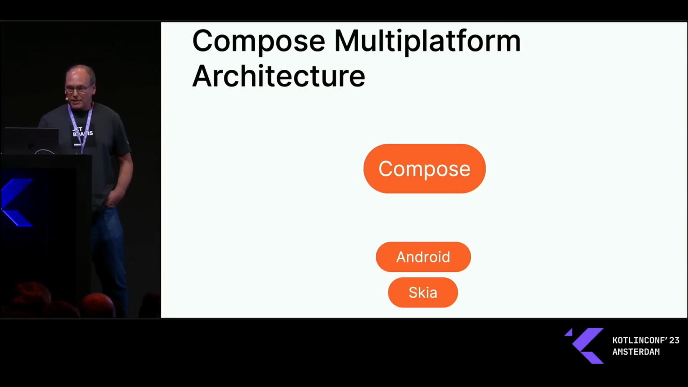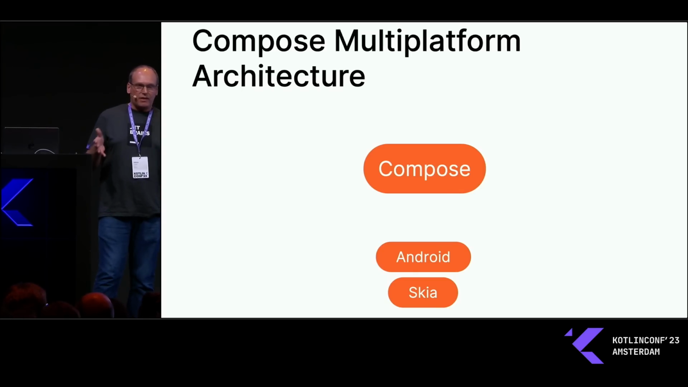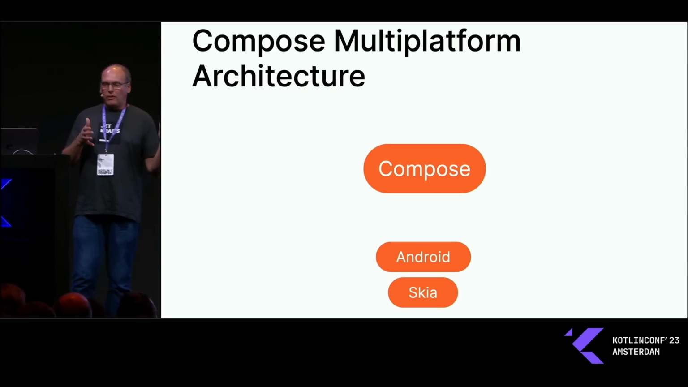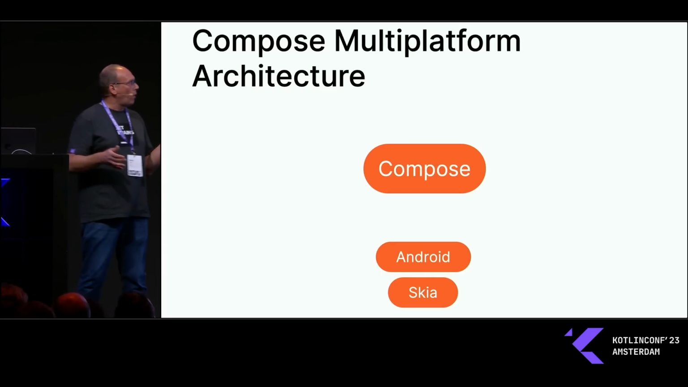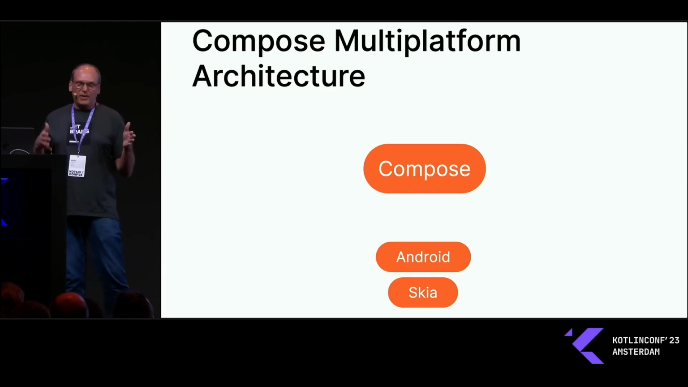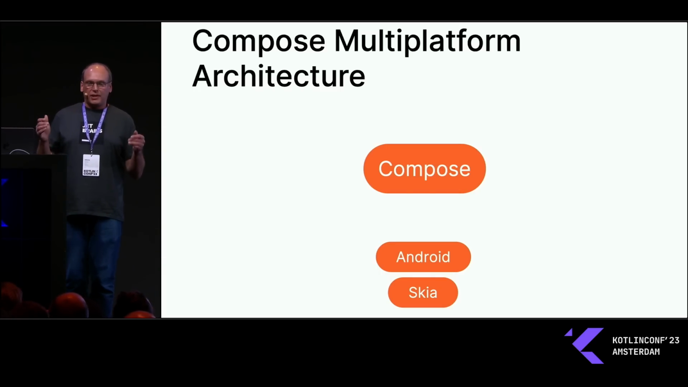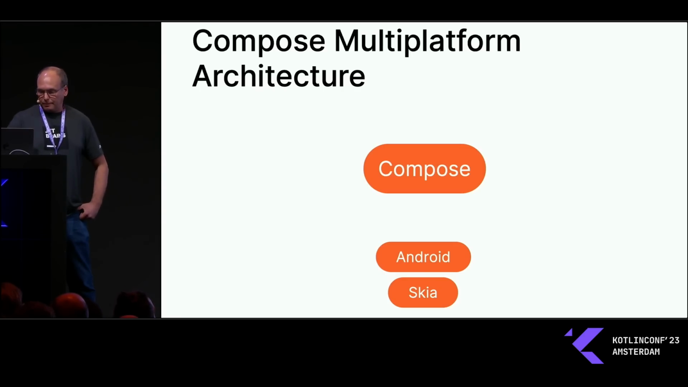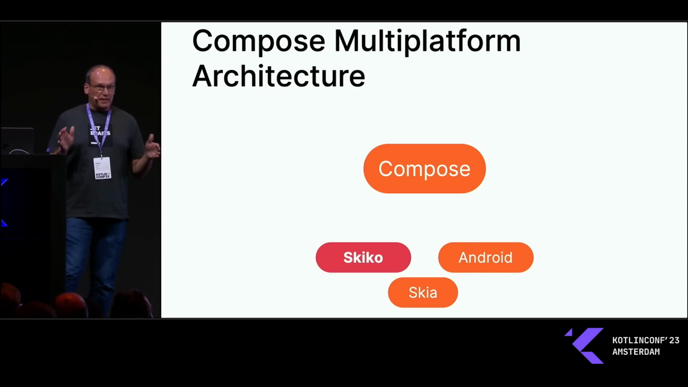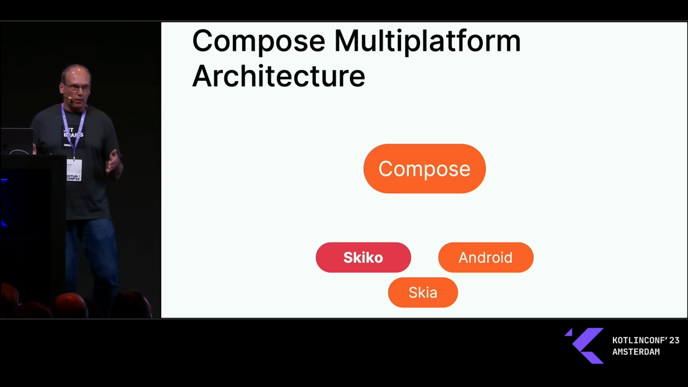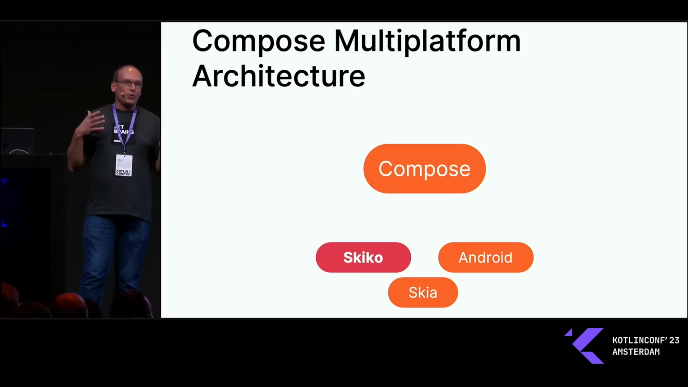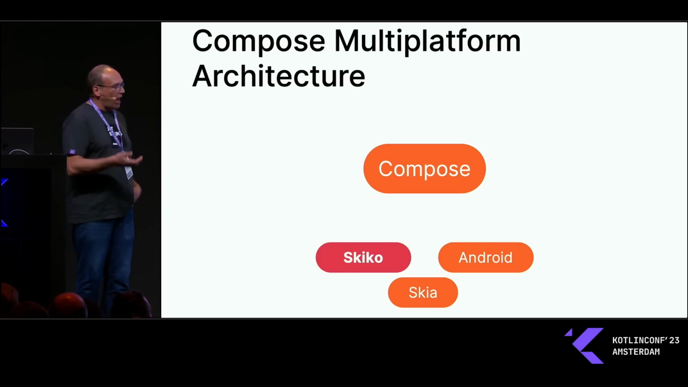And probably you know that Android uses the Skia graphics engine for all rendering stuff. By the way, Chrome also uses Skia. And we decided to use Skia as well for other targets for Compose Multiplatform. Skia is written in C++, so we wrapped it with Kotlin bindings and named it Skiko. So now you know what is Skiko main. This is where Compose Multiplatform comes into play.